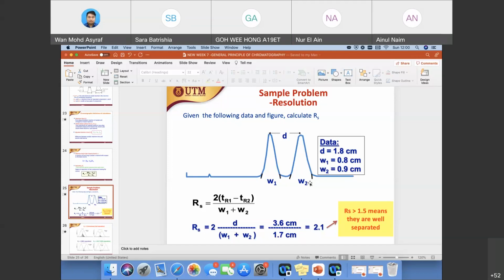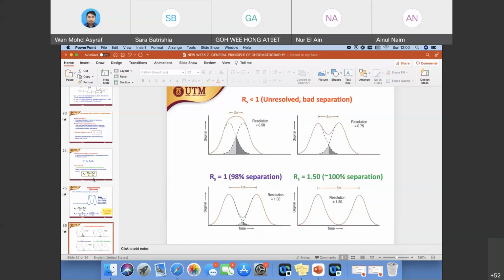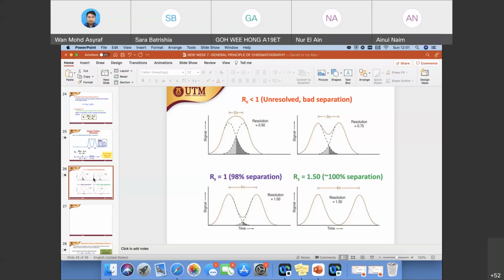An efficient separation would create a good separation, which is more than 1.5, but the peaks would be near to each other. Near to each other means that it saves more time, because you achieve 100% separation but you save time. We don't want compound A and compound B to become 10 minutes apart. Compound A eluted at the first minute, while compound B eluted at 25 minutes. So your separation is not good.